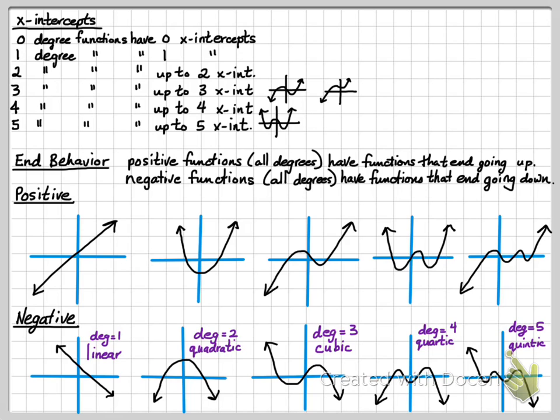There's your degrees, and there's the names of each of those functions again: linear, quadratic, cubic, quartic, and quintic, and degrees respectively 1, 2, 3, 4, and 5. Now, your assignment is to go and do page 114, numbers 1 to 4, and number 6 for homework.